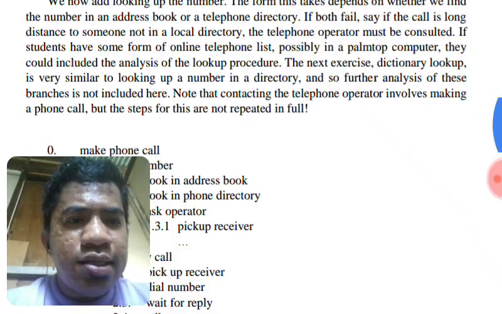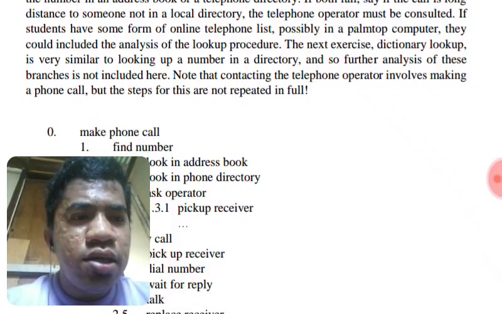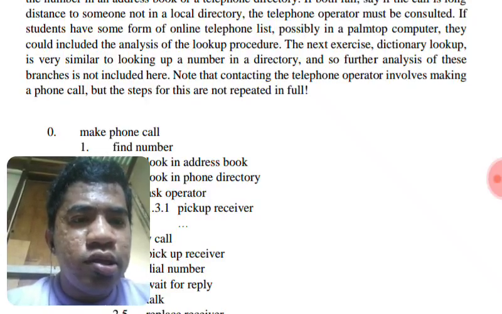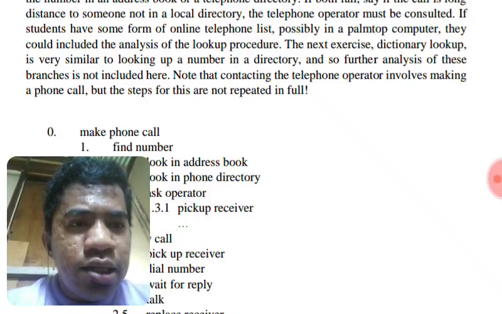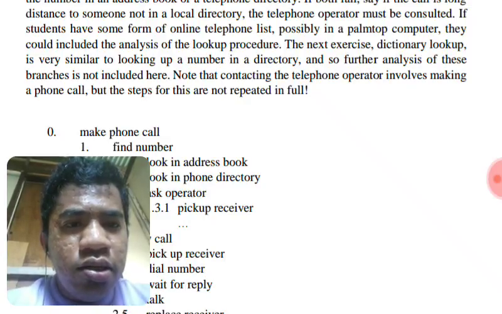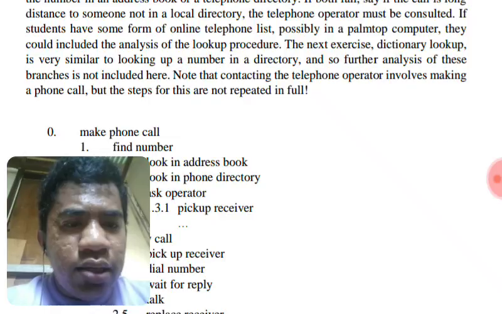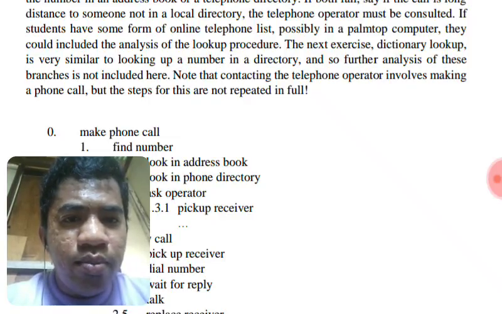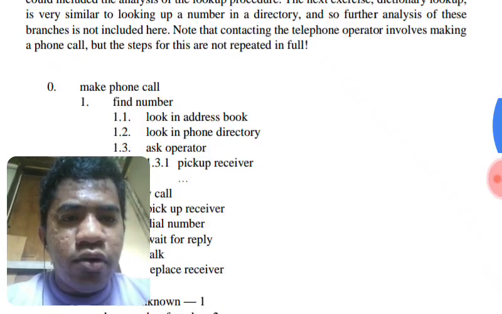The next exercise, dictionary lookup, is very similar to looking up a number in a directory, and so further analysis of this branch is not included here. Note that contacting the telephone operator involves making a phone call, but the steps for this are not repeated in full.